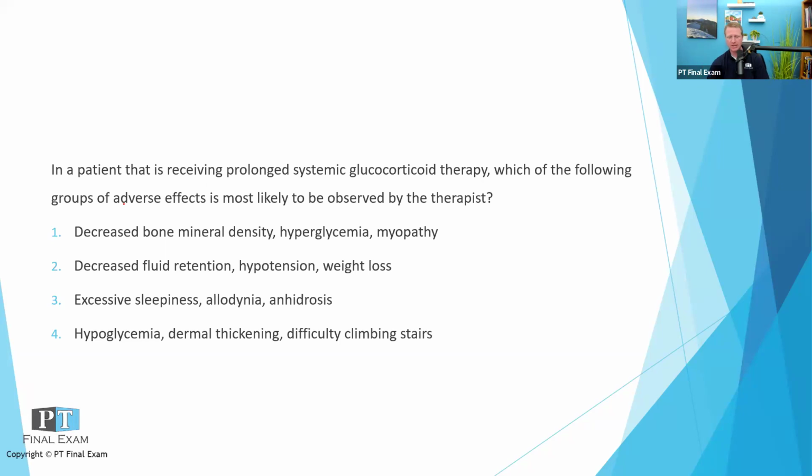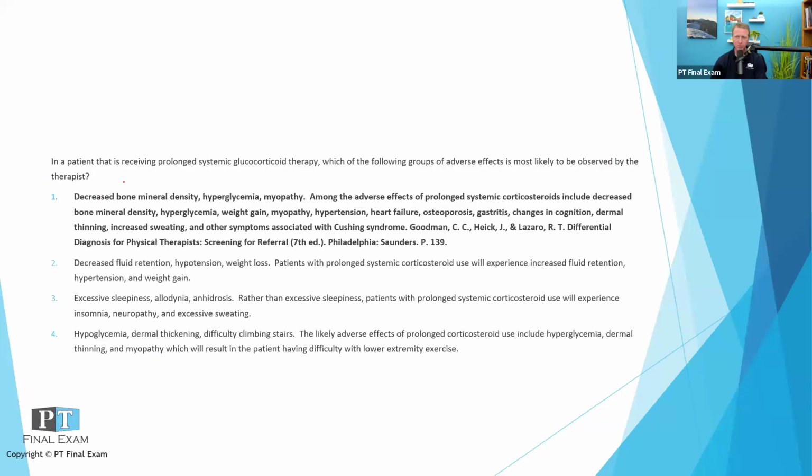Well, if you consider that systemic glucocorticoid therapy very often leads to Cushing syndrome, you would say that the most correct answer here is that first one: decreased bone mineral density, hyperglycemia, and myopathy. These are all symptoms of Cushing syndrome, and among them include weight gain, hypertension, heart failure, osteoporosis, gastritis, dermal thinning, cognitive changes, increased sweating, or hyperhidrosis. All these would be indicative of prolonged corticosteroid use, like we're talking dexamethasone or cortisone or Z-Pak, any of the long-term or systemic corticosteroids.